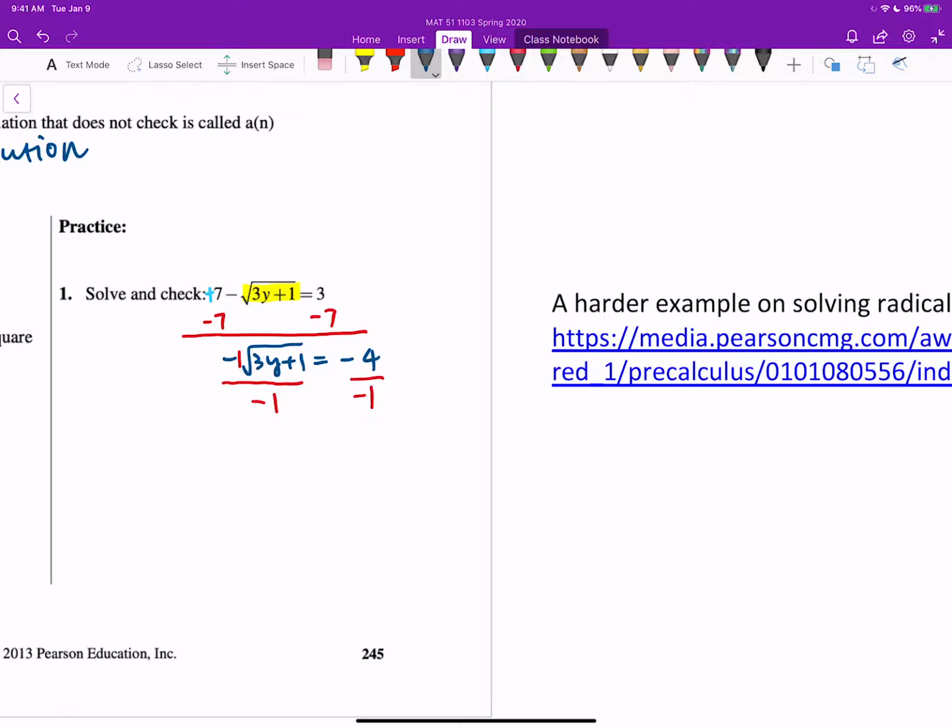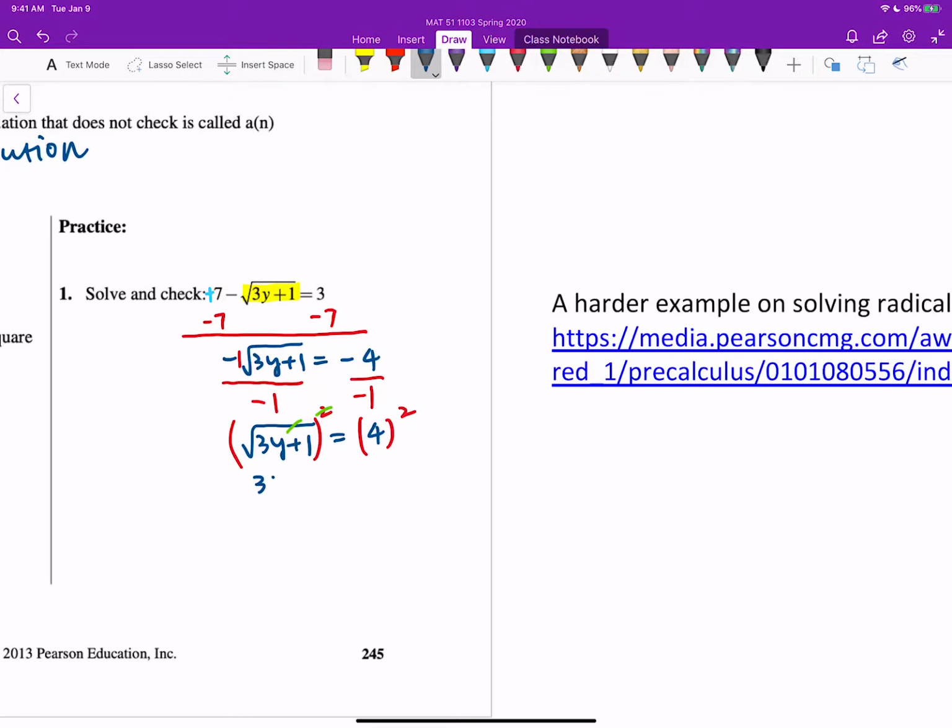As a result, on the left hand side, we have radical 3y plus 1. On the right hand side, we have positive 4. Now we successfully isolated the radical part. We perform the inverse operation of square root, which is square. So you square both sides. As we learned from early chapters, early sections, the square root and the square cancel each other out.